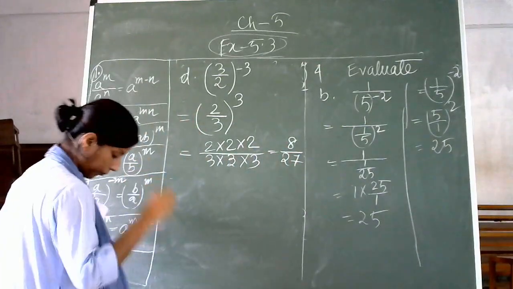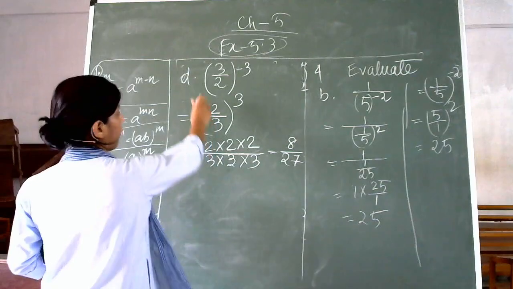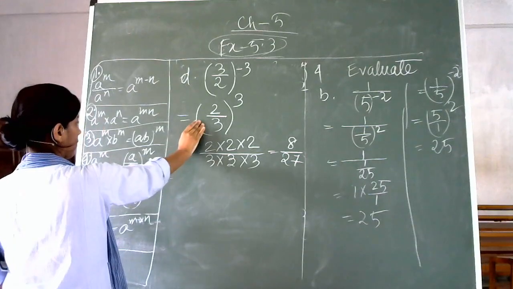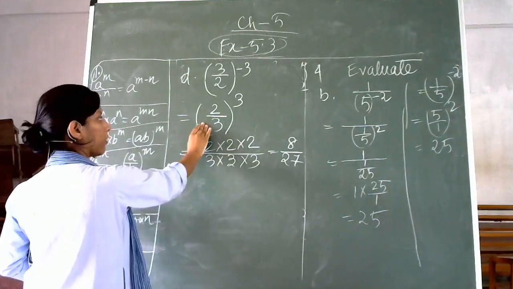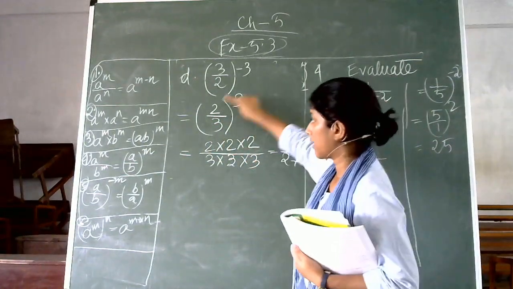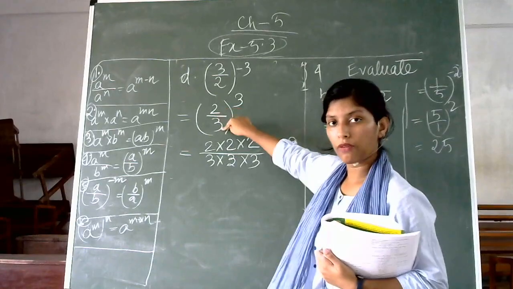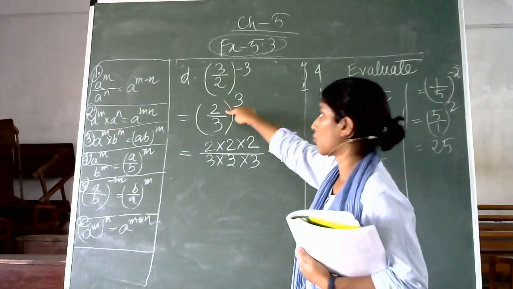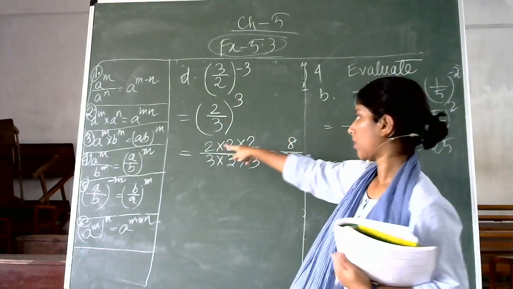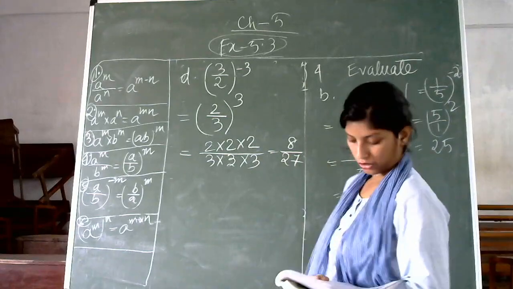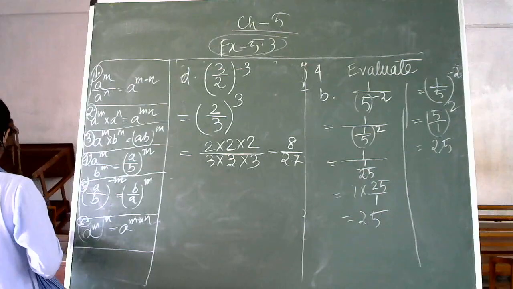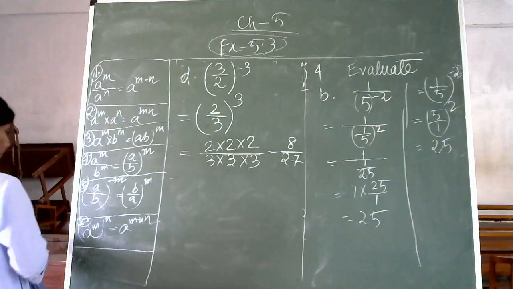So how will you do it? Whatever the number is, since it's minus 3, to remove this minus, you write the reciprocal over here. Now, since it's the reciprocal, 2 by 3 whole to the power 3 means what? This power 3 will be working on both 2 and 3. So 2 to the power 3 means 2 three times, 3 to the power 3 means 3 three times. So 2 into 2 into 2 is 8 and 3 into 3 into 3 is 27. And the rest, these all are easy, you can do it yourself.